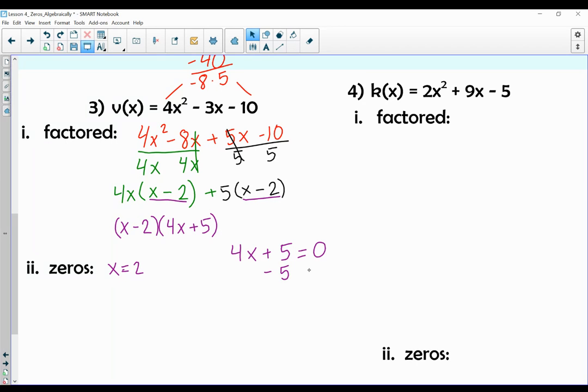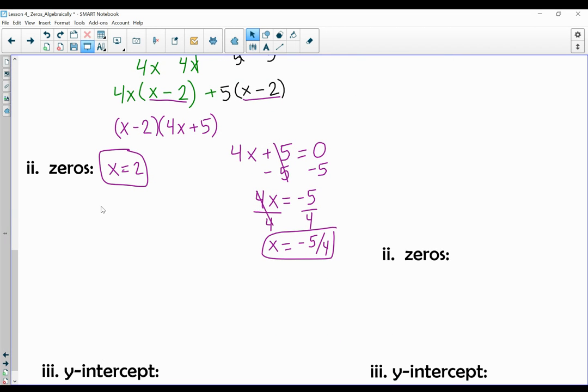So I'm going to subtract 5 from both sides, and I'm going to get 4x equals negative 5. I'm going to divide, do the inverse operation. Whatever I do to one side, I have to do to the other. So I get x is equal to negative 5/4. So those are my two zeros. And I can write them like that, and I can also write them as coordinates.